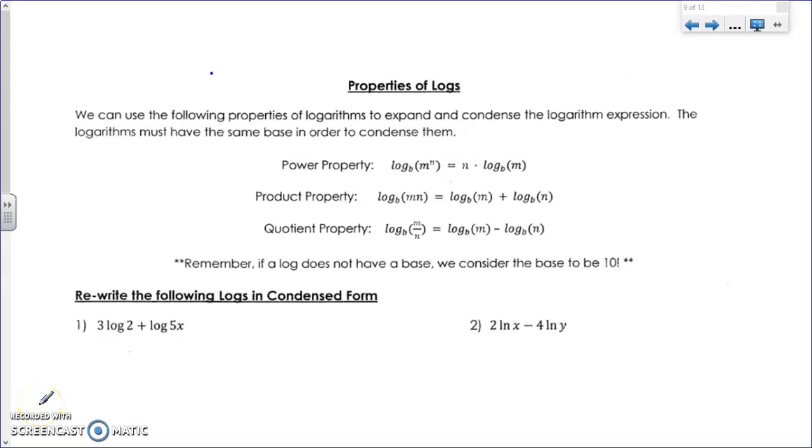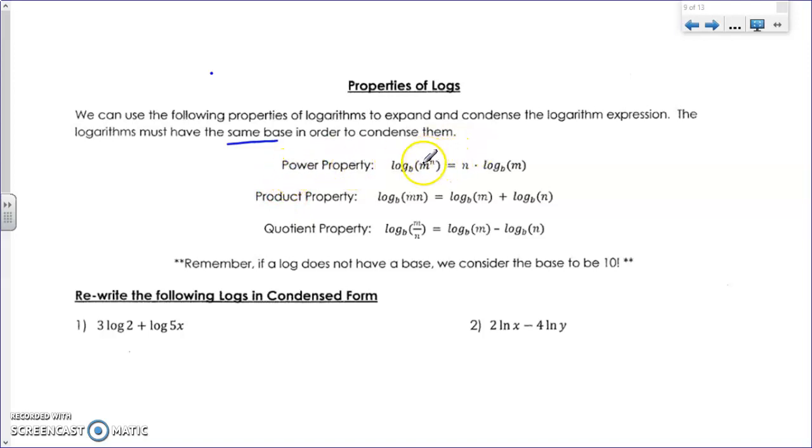Okay guys, we're going to talk about properties of logs. We can use the following properties of logarithms to expand and condense the logarithm expressions. So logarithms must have the same base in order to condense them. Okay? Just like in exponentials, you have to have the same base to do things. Same with here.